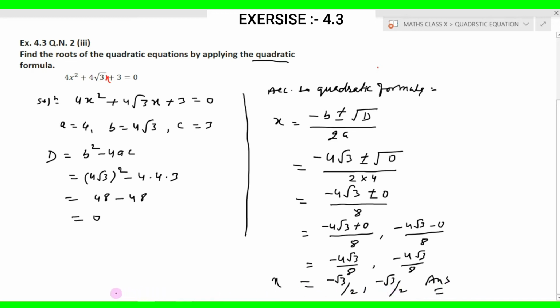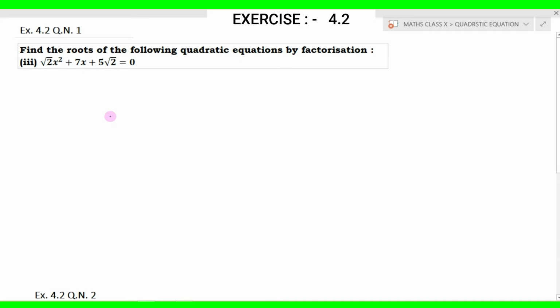Or we can write finally, therefore the roots are minus root 3 by 2 and minus root 3 by 2. This also can be the answer. Good, understood? Okay, one more example I am taking to show how to use the same formula.